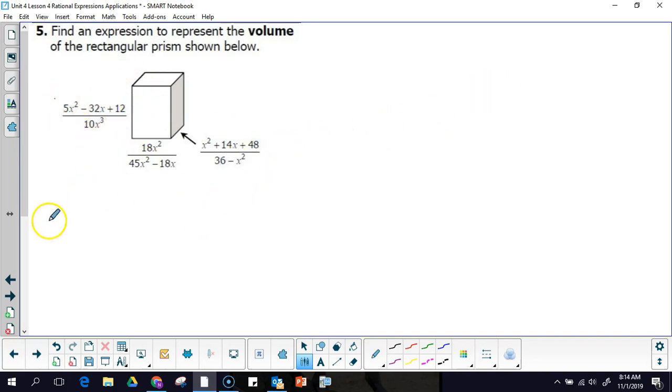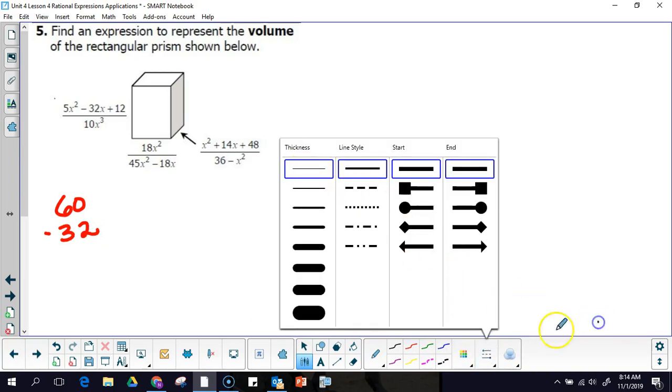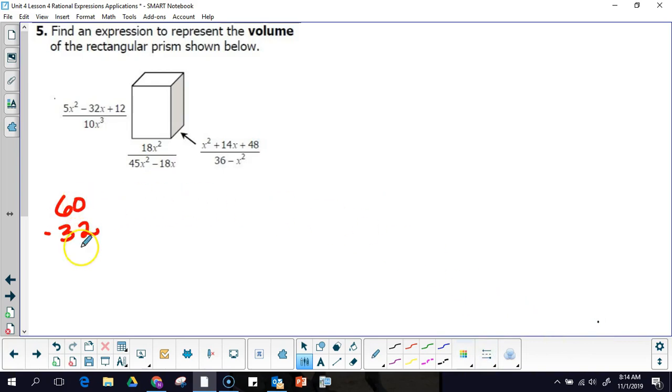Let's see. 5 times 12 is 60. So I've got a 60 and a negative 32. Because the 60 is positive, that means both numbers are going to be negative because I've got a negative middle term. So let's see, it looks like 30 and 2. So negative 30 times negative 2 would work. Yep. Okay, so then let's rewrite this.